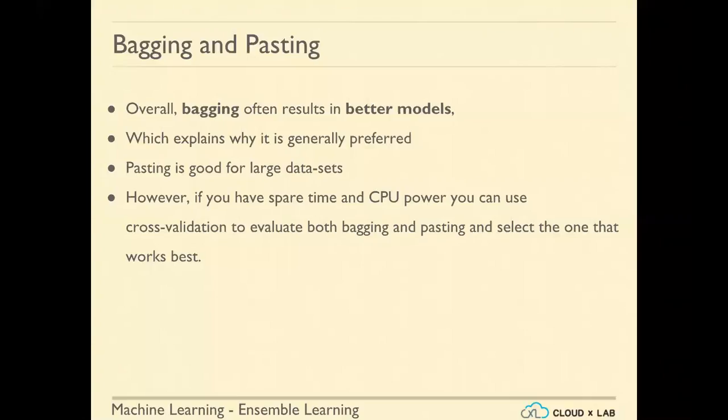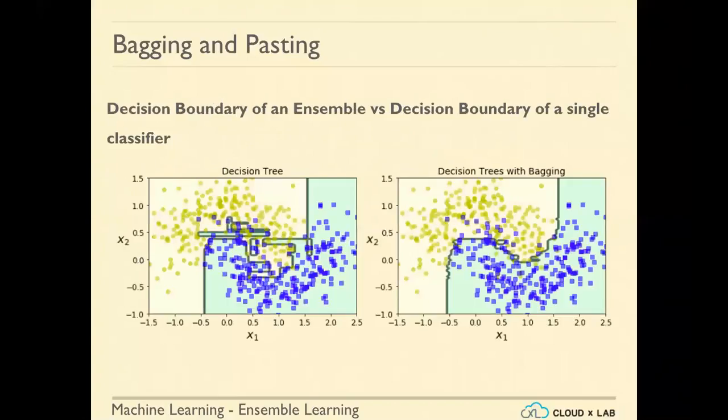All right. As a thumb rule, generally, if our data set is not too big, then we go for bagging. If the data set is really big, we go for pasting. And in case you have spare time and spare CPU, then you can try both of them and see which one is performing better. Okay, now let's take a look at the decision boundary of an ensemble versus decision boundary of a single classifier.